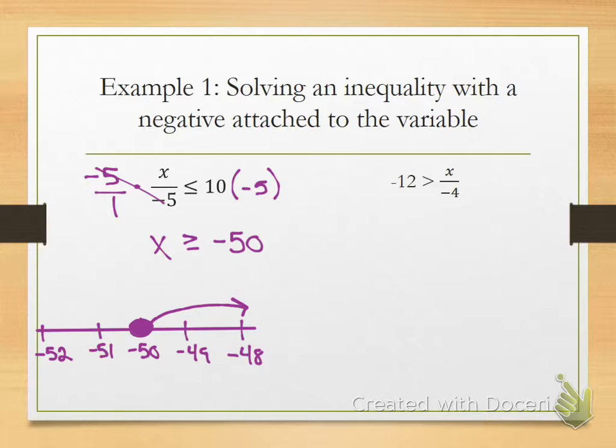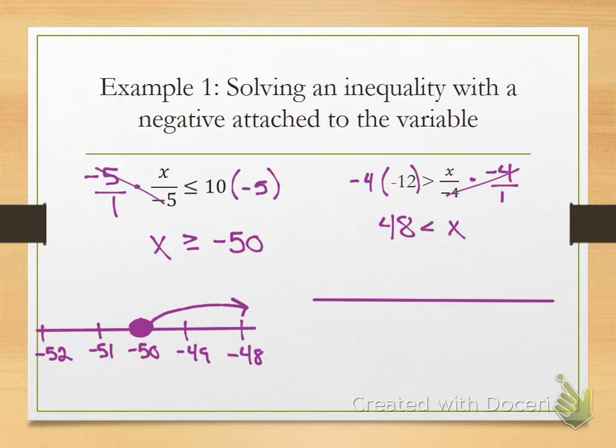All right, so what do I multiply both sides by? By negative 4. Since I had to multiply by a negative, now it's going to be 48 is less than x. But remember how I read it. I always read it with the variable first to make sure that I graph it correctly. So I read it: x is greater than 48.